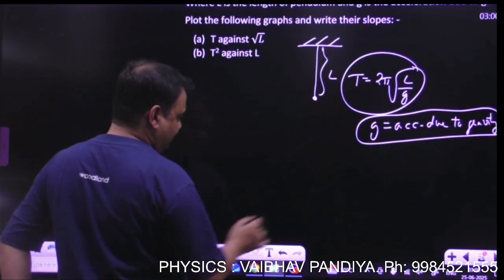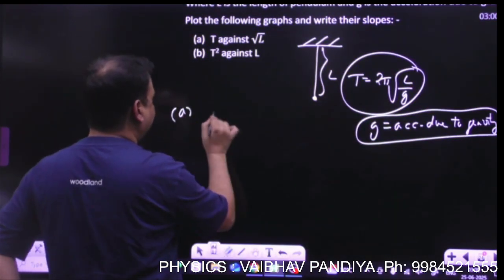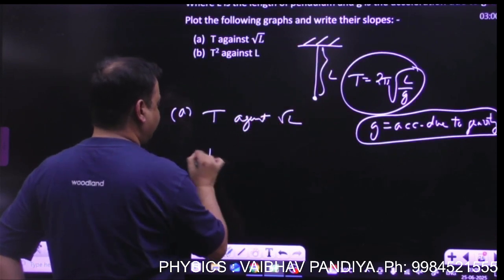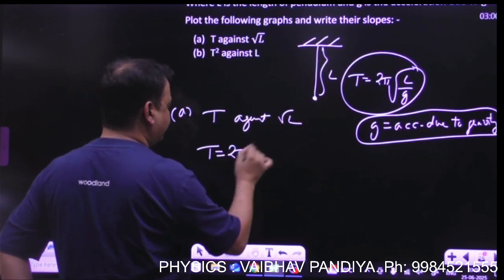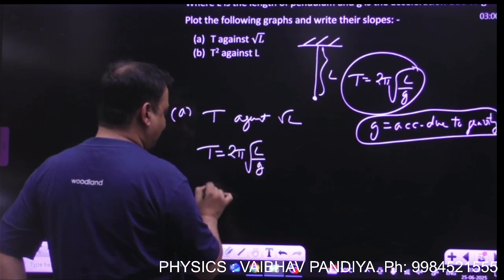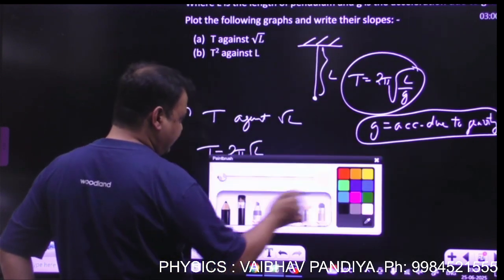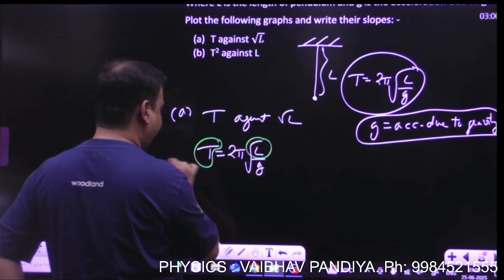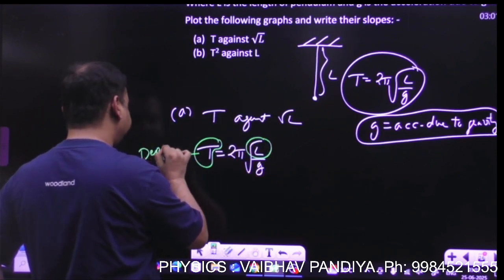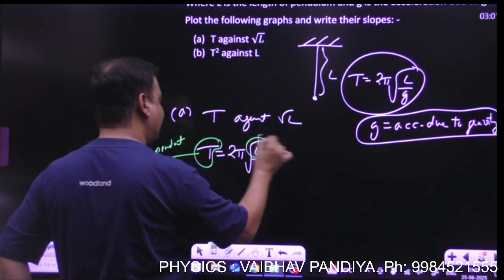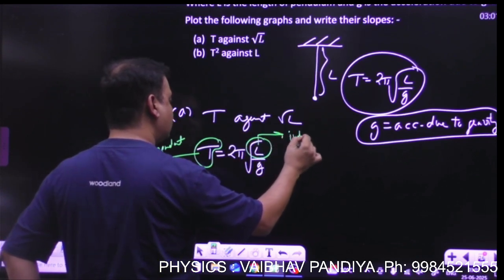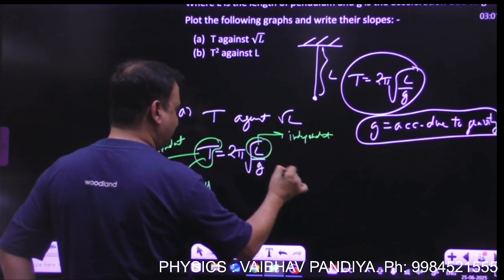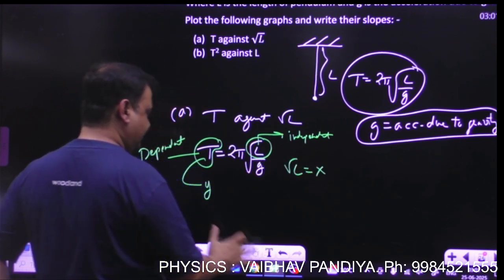So we have to plot the graph of T against root L. So we have the equation T equals 2 pi root L by G. Now I have to identify what the variables are. So I have to take T as the dependent variable and root L as the independent variable. So T is playing the role of Y and root L is playing the role of X.